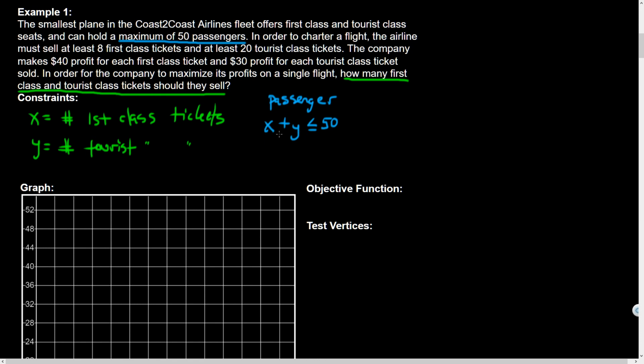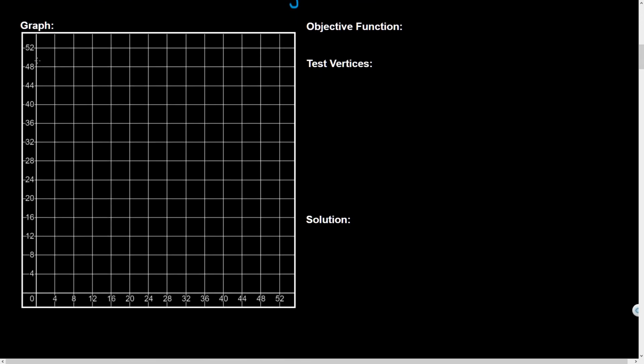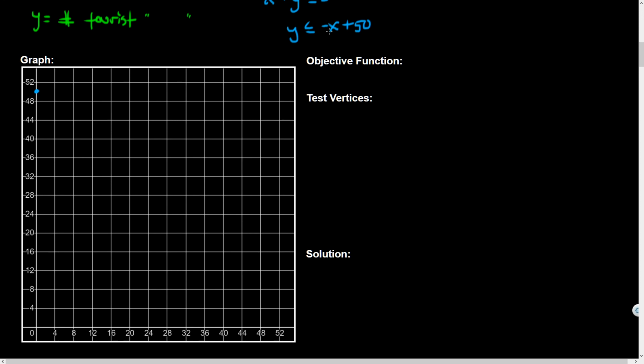What we'll do with this is graph this inequality. Let's subtract x from both sides, so I get y is less than or equal to negative x plus 50. We'll start graphing right away. Here's 48, here's 52, so 50 is right in the middle. The slope is negative 1, so it goes down 1 over 1, down 1 over 1, etc. It would end up intersecting again over here at 50.